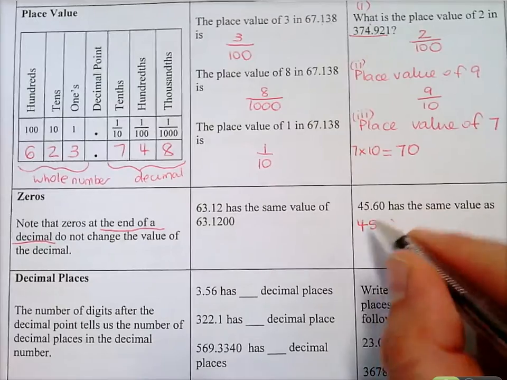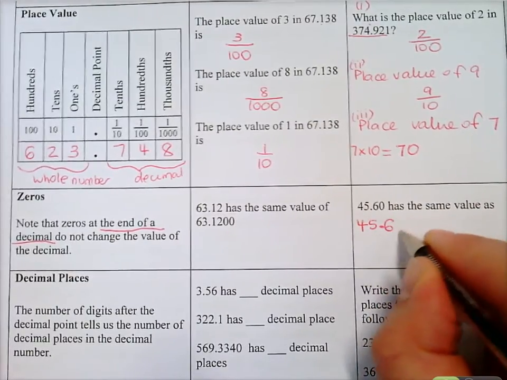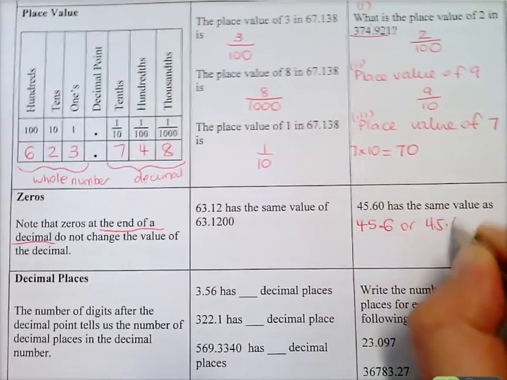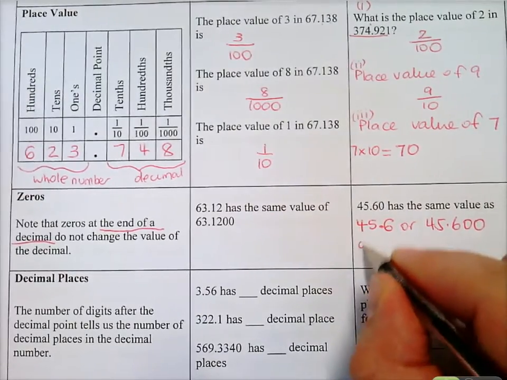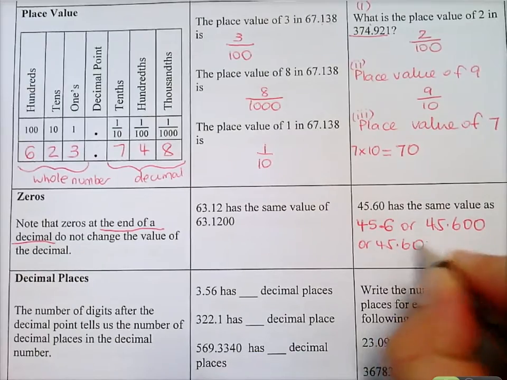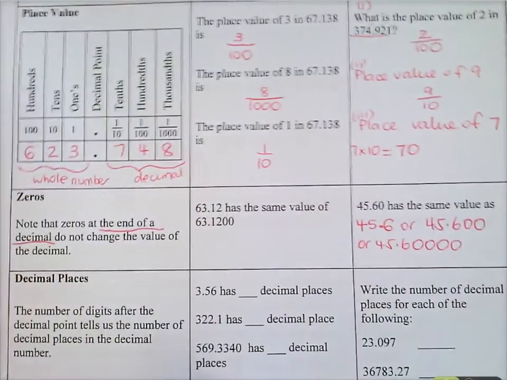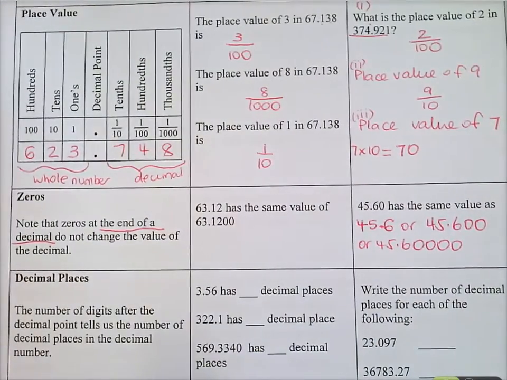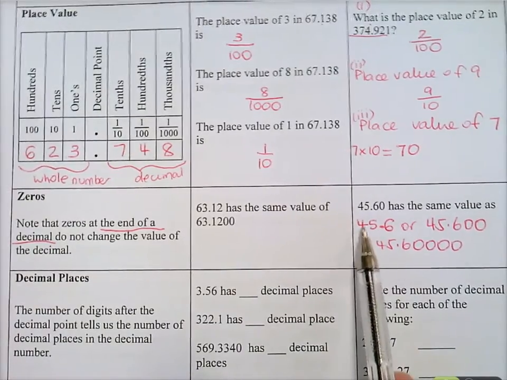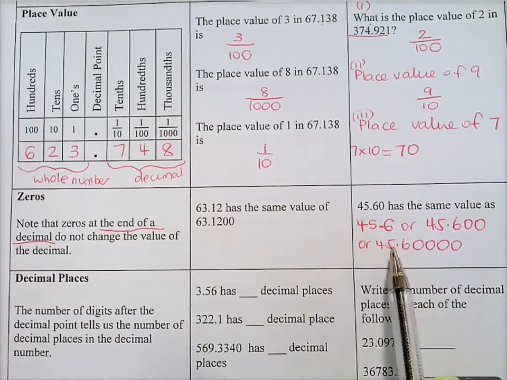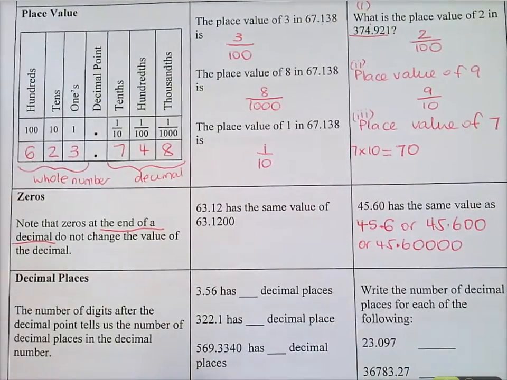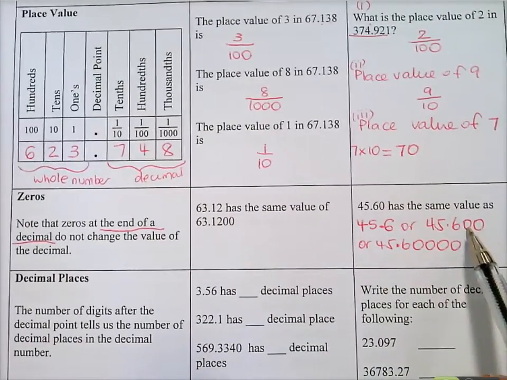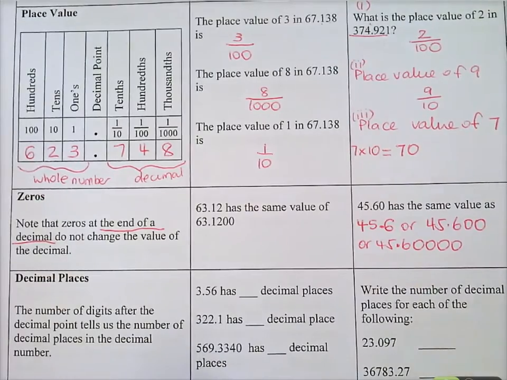45.60 has the same value as 45.6 or 45.600. Do you see? Or 45.60000, whatever you like. Zeros on the end don't change anything. They've all got 4 tenths, they've all got 5 in the units column, and they've all got 6 in the tenths column, but these have got nothing in the hundredths, nothing in the thousandths. So zeros on the end don't change anything.